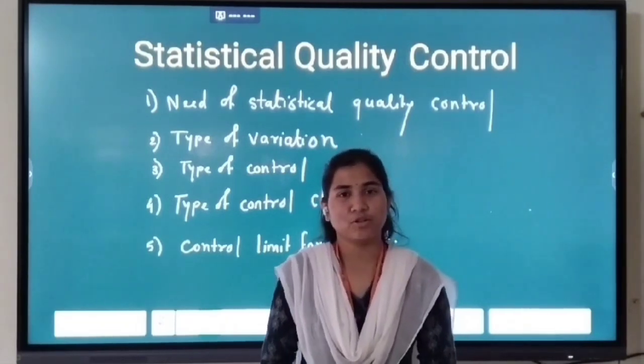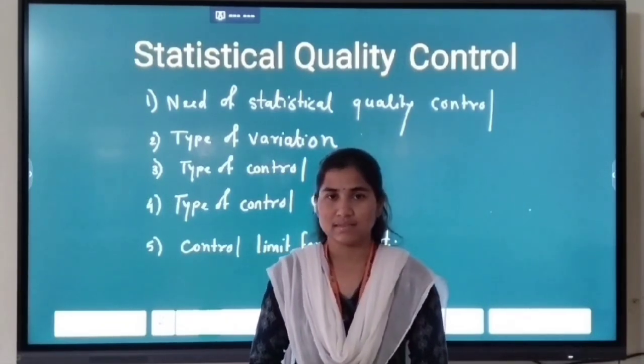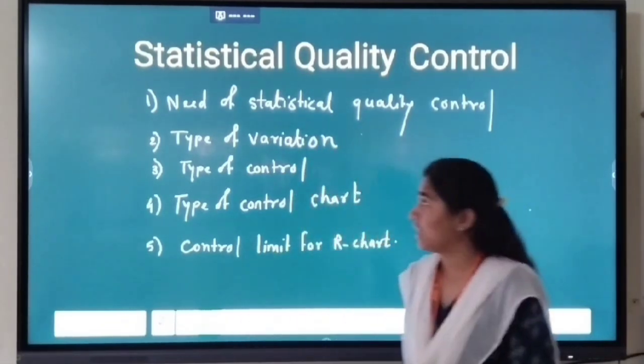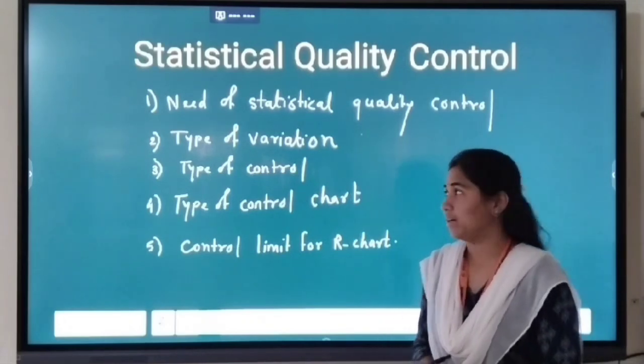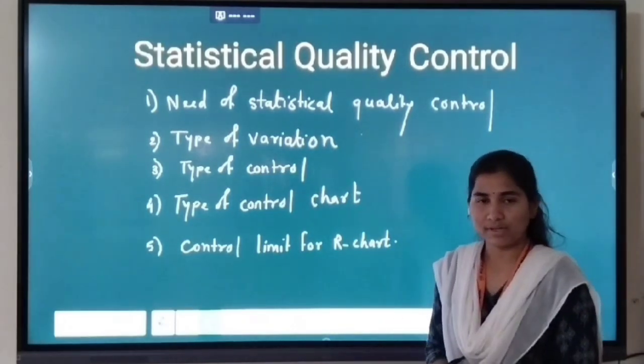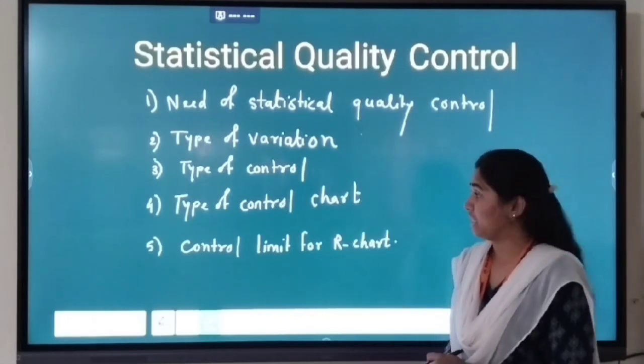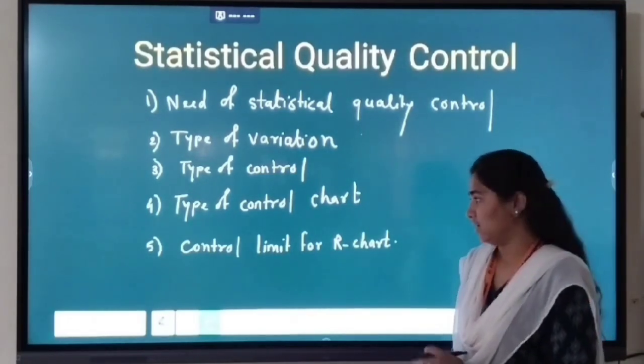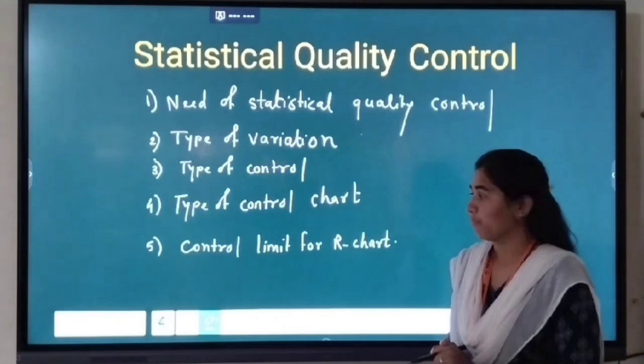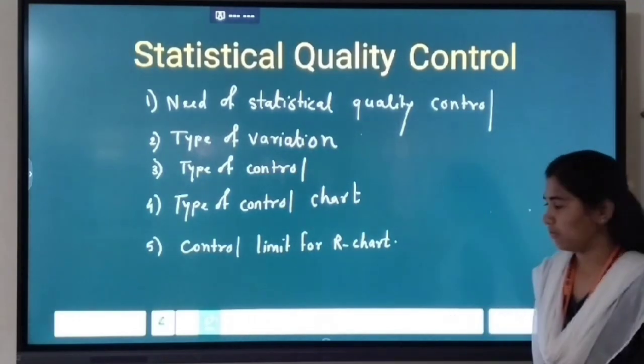Today's lecture we discuss a topic related to statistics, that is statistical quality control. In that lecture we discuss the following points. First one is need of statistical quality control, type of variation, type of control. Next one is type of control charts and control limits for R charts. Let's start from the first point.